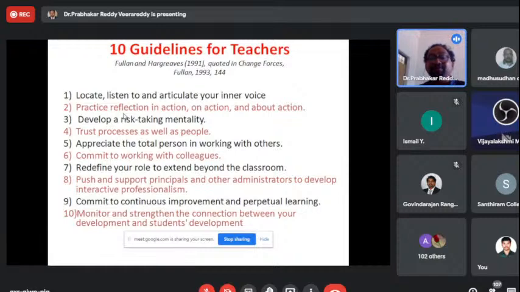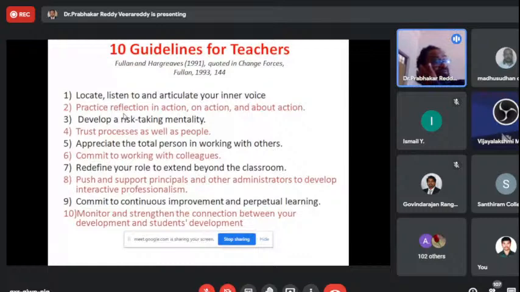Redefine your role to extend beyond the classroom. Don't think, okay, I will take class and I'll go. No. Do extra activities also. Push and support principals and other administrators to develop interactive professionalism. Commit to continuous improvement and perpetual learning. Monitor and strengthen the connection between your development and student development.